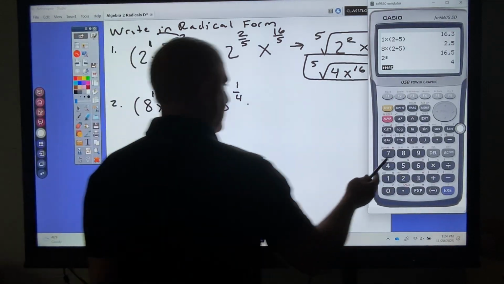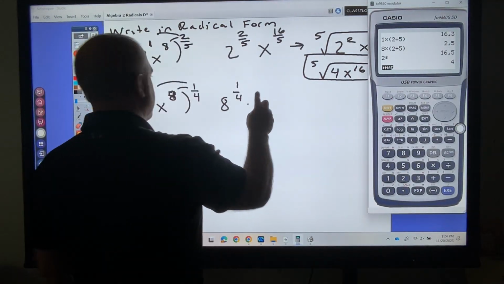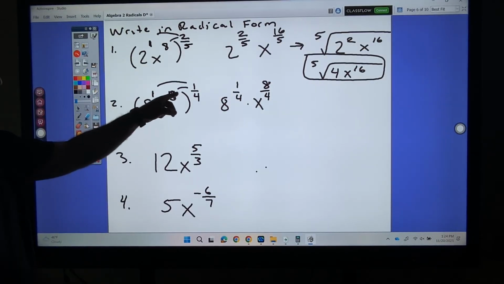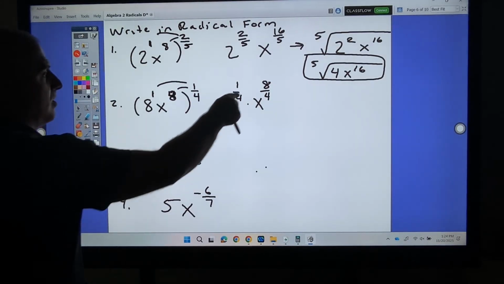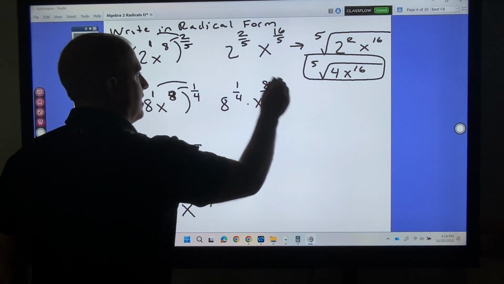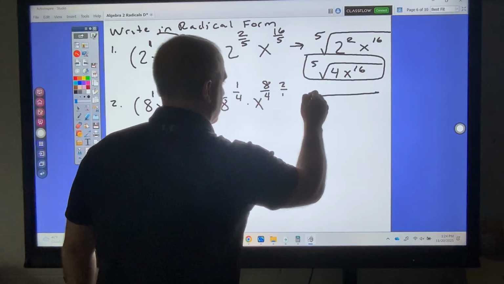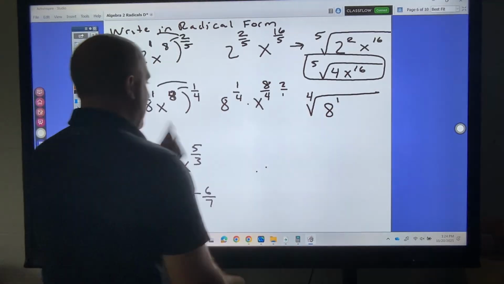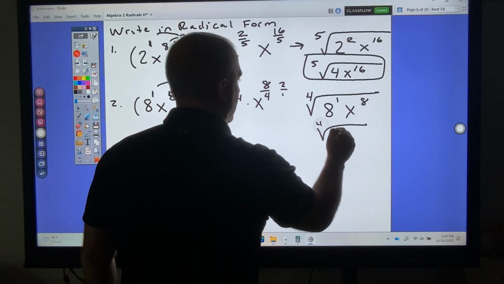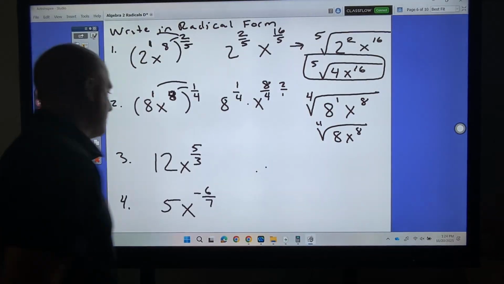1/4 times 8, okay? That's going to be 8/4, okay? All right, now, somebody say, well, Mr. Evans, if you do that, it should be 2. Yeah, and then what I'd have to do is change it back to 8/4 so I can get it underneath of a radical. So it's the fourth root of 8 to the first power, x to the 8th power, where 8 to the first power is just 8. So this is what I'd have in that form.